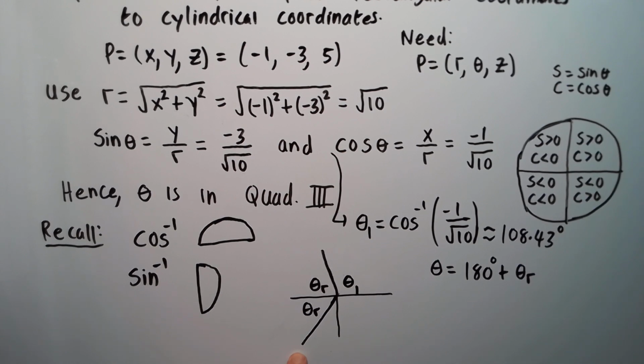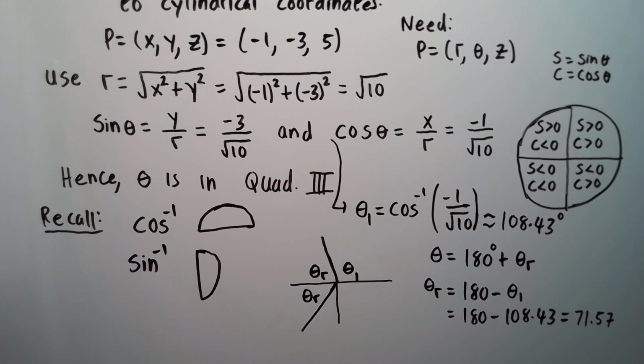So that'd be my theta that I'm looking for. Let's find the reference angle. The reference angle is going to be 180 minus theta 1. Theta 1 is 108.43, so it's 180 minus 108.43, which is 71.57 degrees. Let's figure out our theta then. Theta would be just 180 plus 71.57, which is 251.57.